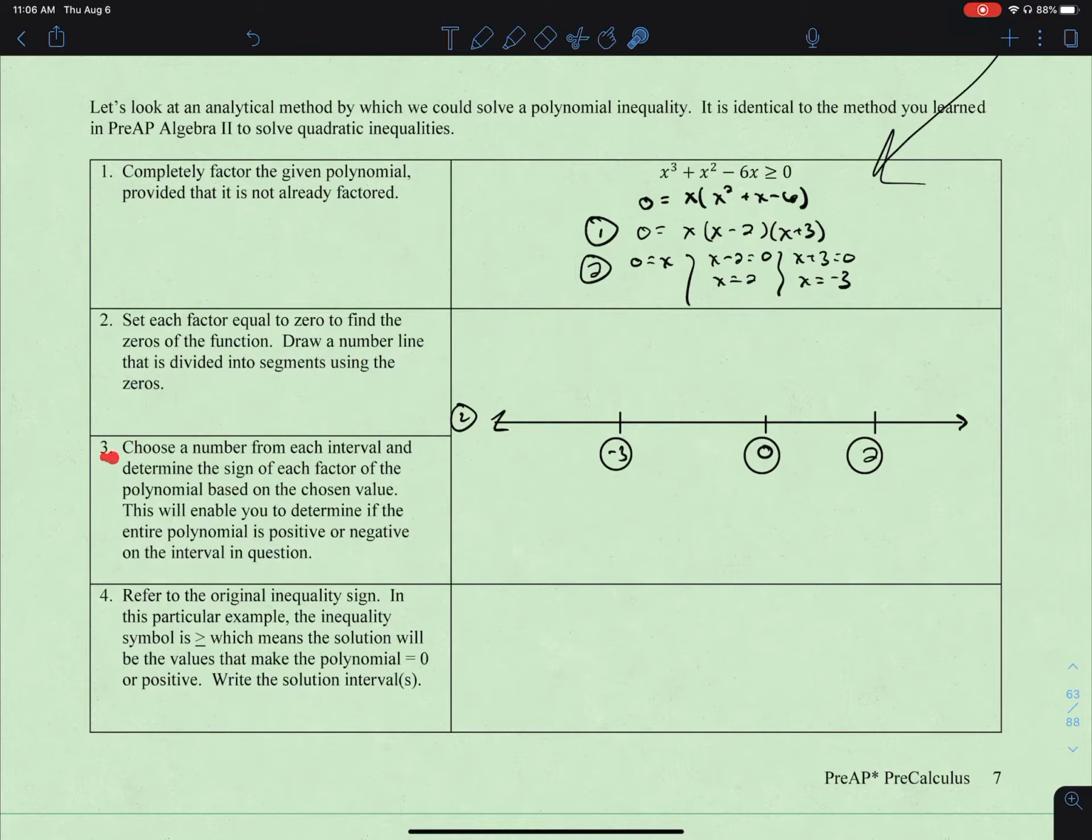Step 3. There's a lot of words here, but this isn't as complicated as it's going to seem. Choose a number from each interval. And let's do that first of all. Choose a number from each of these intervals. There are 4 intervals. There are 3 dividing points. That makes 4 different intervals. So I'm going to choose an x value here of -10, an x value of -1, an x value of 1, and an x value of 10. So I just chose a number from each interval. The number you choose doesn't matter.